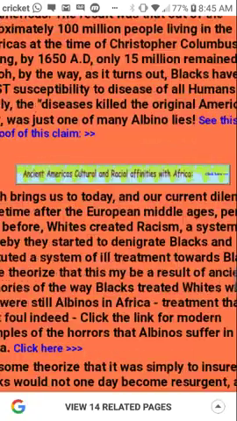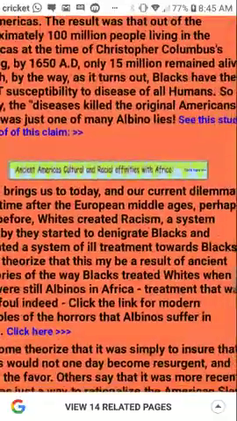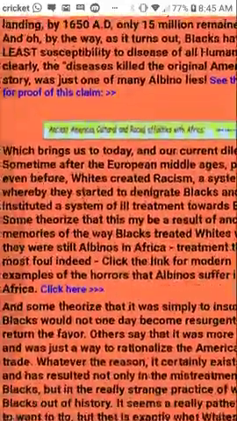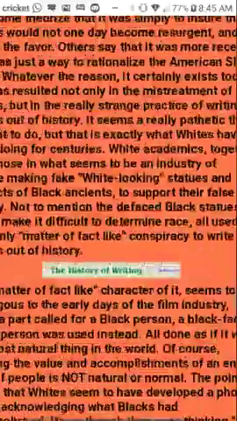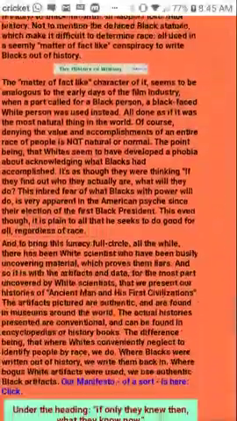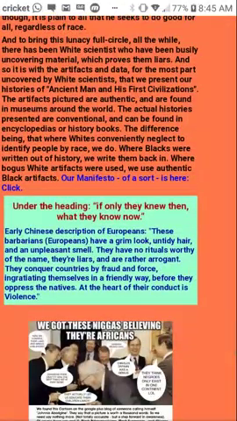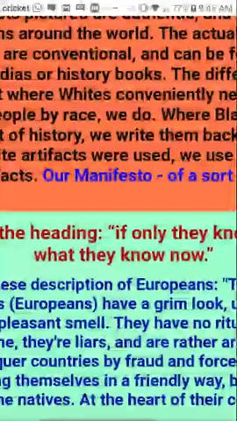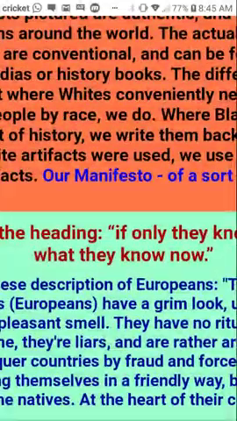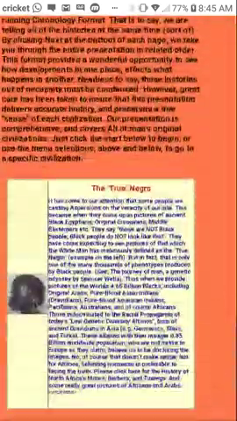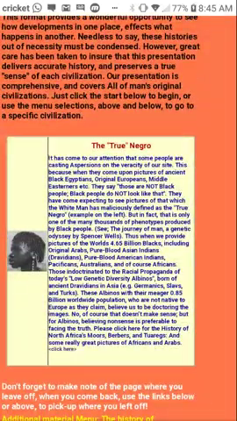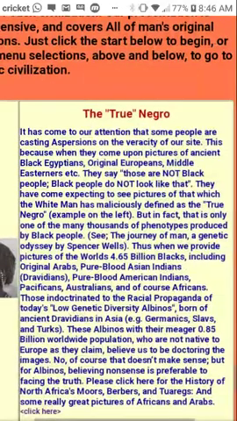you can click on this one, which is Ancient America's Cultural and Racial Affinities with Africa. You can go down the history of writing here. Their manifesto for the people who make this website, or manifesto of a sort. The True Negro. This is an interesting section. It says, it has come to our attention, let me make it a little bit bigger.